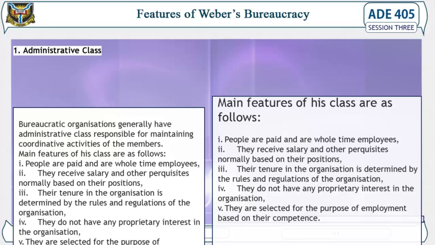2. They receive salary and other perquisites normally based on their positions. 3. Their tenure in the organization is determined by the rules and regulations of the organization. 4. They do not have any proprietary interest in the organization. 5. They are selected for employment based on their competence.